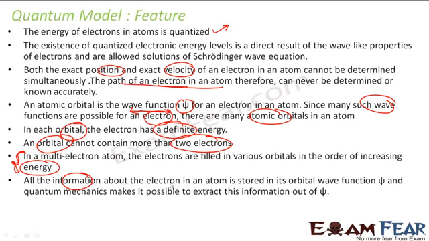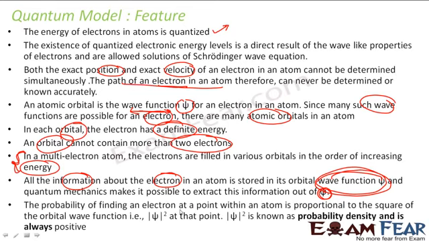All information about the electron in an atom is stored in the wave function. This is the most critical thing, the wave function, and quantum mechanics makes it possible to extract this information from this function. So this wave function stores everything about the electron. The probability of finding an electron at a point within an atom is proportional to the square of the wave function. Please note, this psi square is known as probability density. It is always positive because the square of a number is always positive. So this gives the method to find the probability density of an electron.